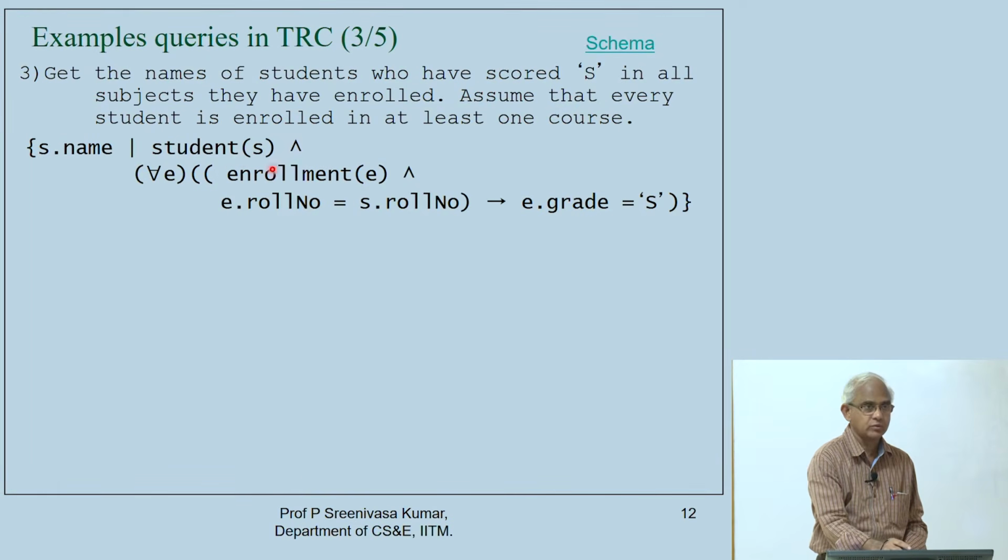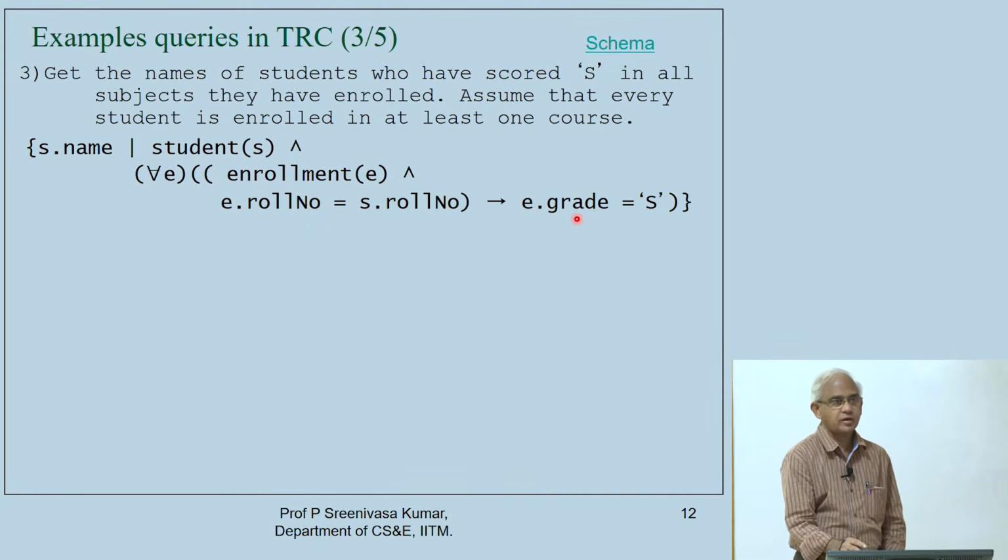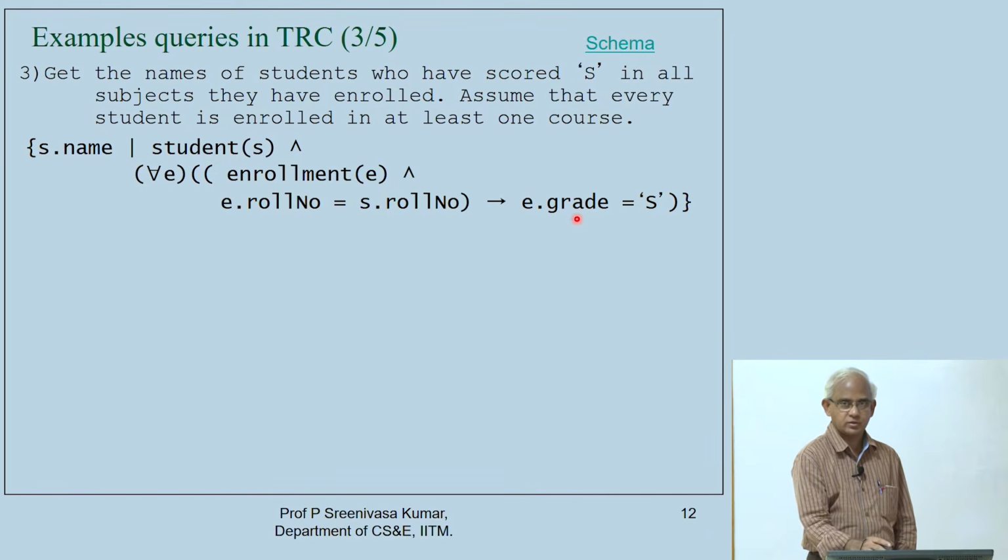So, the free variable is student, and the condition that we are imposing here is that it should be true for all possible tuples that if the tuple corresponds to an enrollment tuple of the student under consideration, then the grade for that tuple should be S. So, this will capture the condition that whatever courses this particular student has done, he has got S grade.